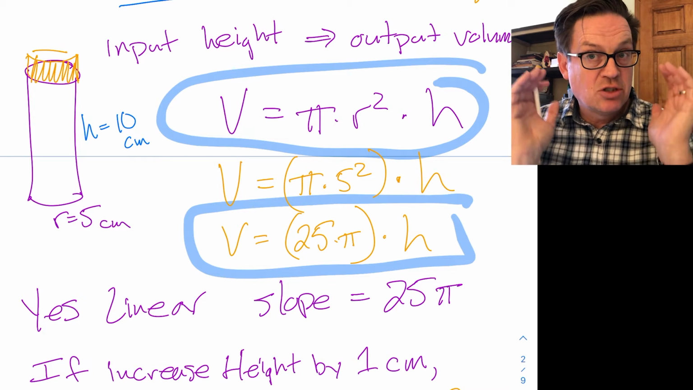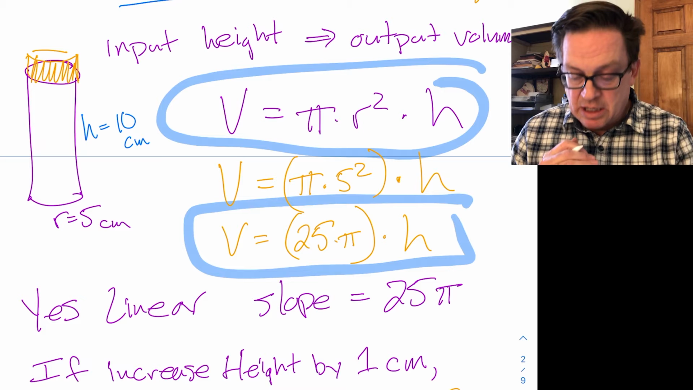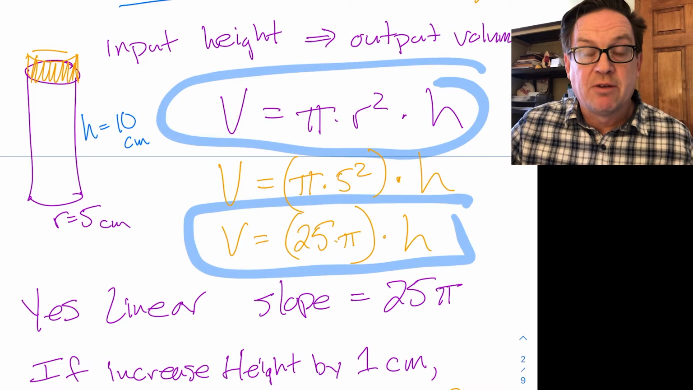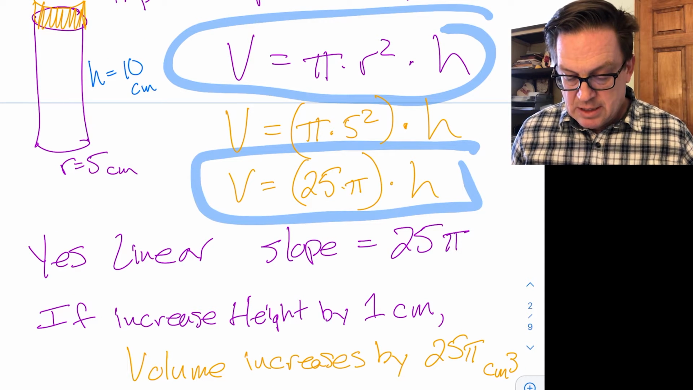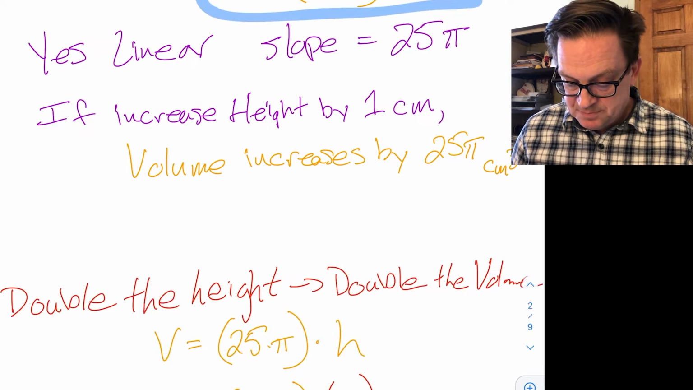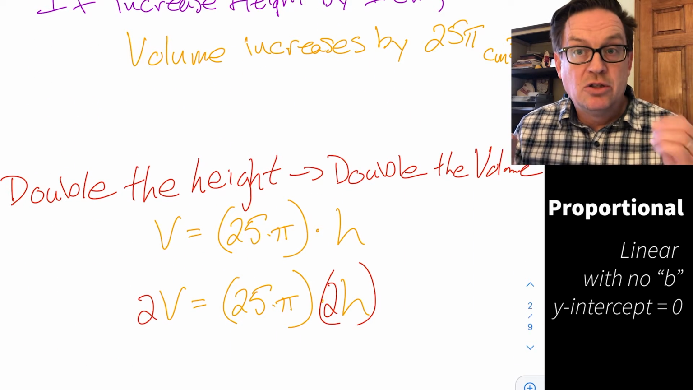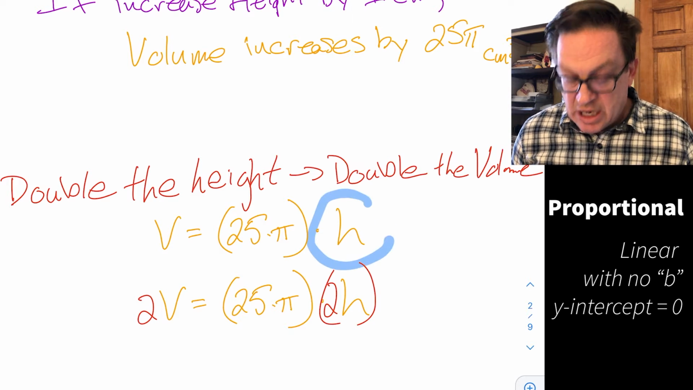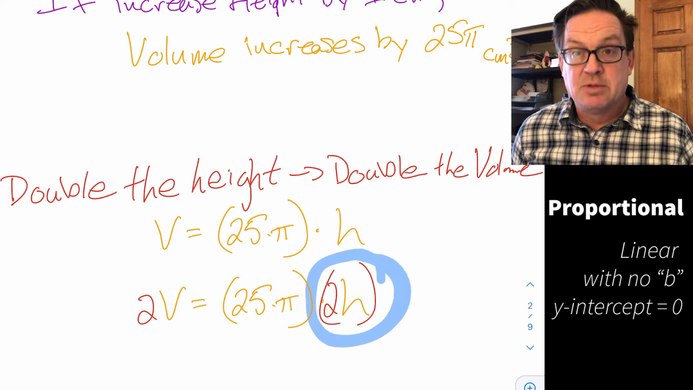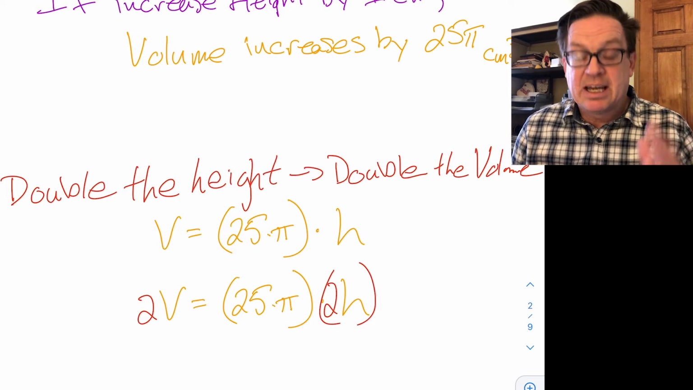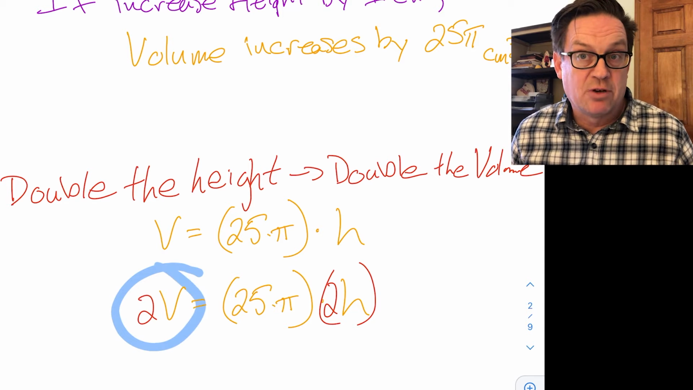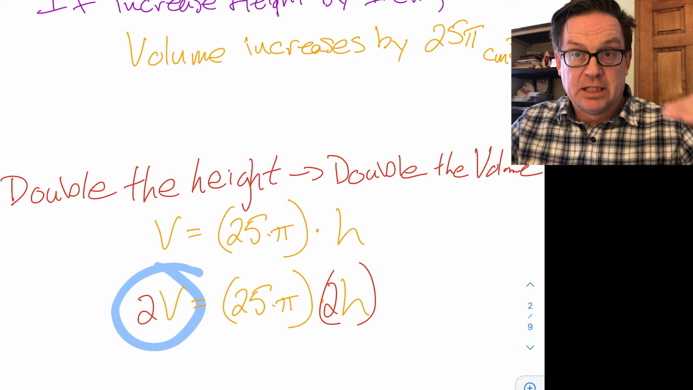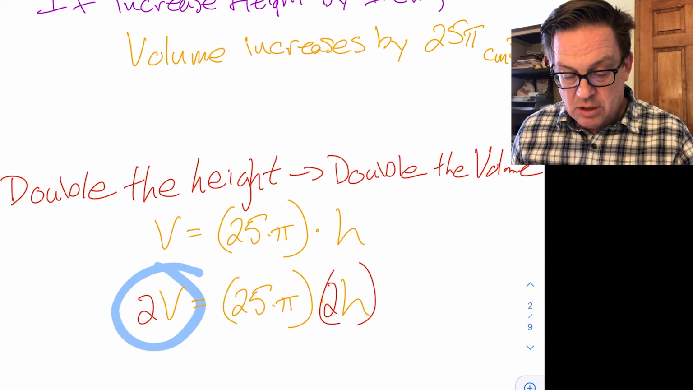So 25 pi is a slope, a rate, times the input variable height. And so if I increase the height by 1 centimeter, I increase the volume by 25 pi, in this case cubic centimeters. Another aspect of being linear is if you double the height, to double the input, you double the output, you double the volume. So if instead of h I have 2 times h for my height, algebraically I can factor that 2 out and it just becomes 2 times the volume. If I make it twice as tall, twice the volume. So that's a linear function and it's a linear scaling.